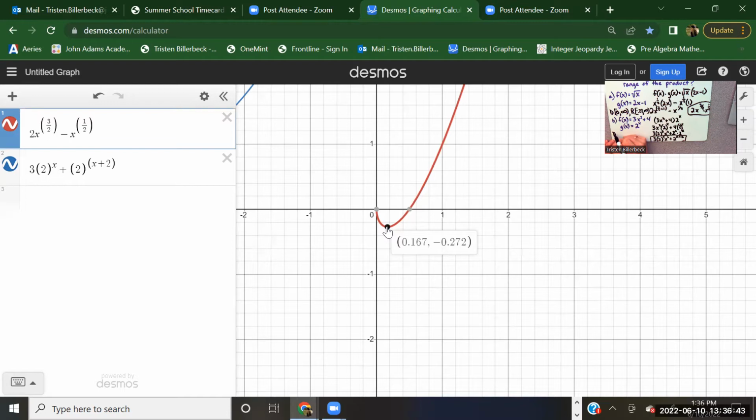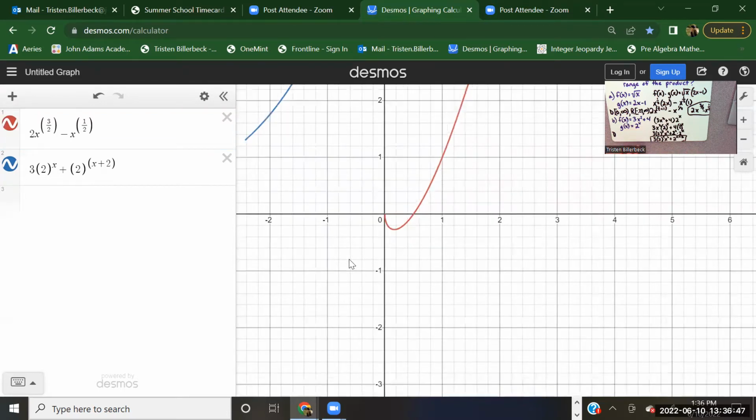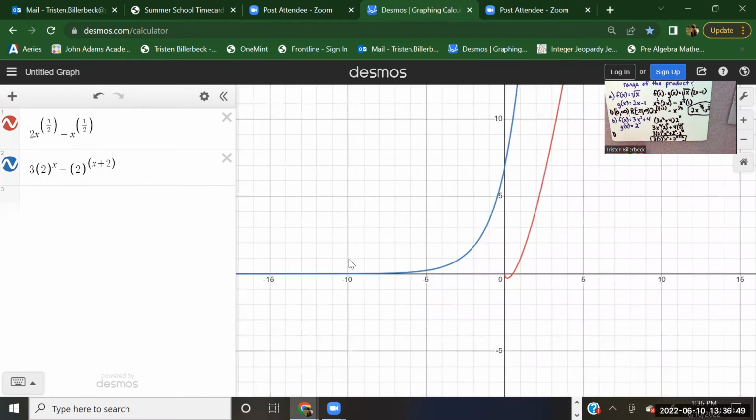So let's look at the domain of this lower one, the blue one. Okay, so the domain is going off to infinity. It's all real numbers, basically. It's going from negative infinity to positive infinity. There's no restriction on the x's.